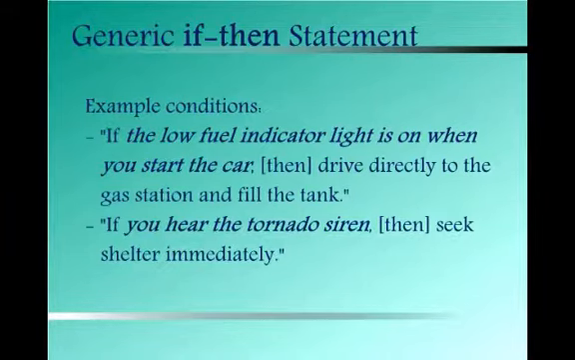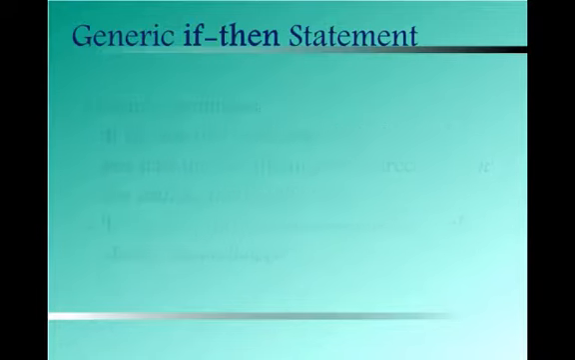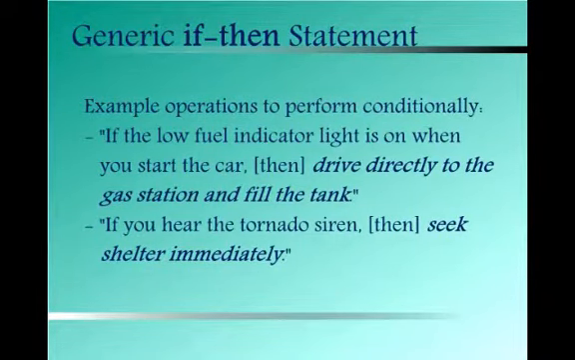In the examples, what are the operations to perform if the conditions are true? You probably had no trouble identifying drive directly to the gas station and fill the tank, and seek shelter immediately as the operations to perform conditionally in the examples. Of course, there may very well be other conditions under which we would perform those operations. For example, we might fill the gas tank before a long drive even if the fuel light isn't on immediately before we fill the tank. In programming, this would be expressed by multiple conditional statements, each with different conditions but with some operations in common.